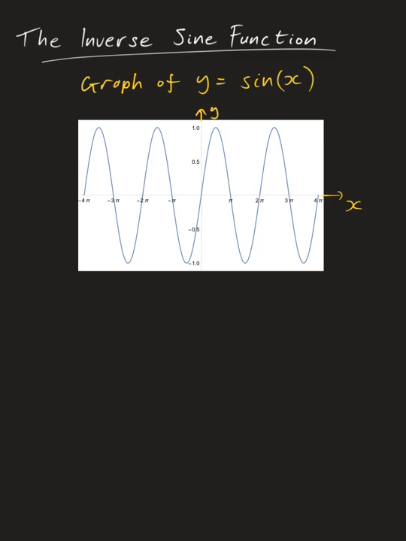Let's look at the inverse sine function. So we start here with a graph of y is equal to sine of x. The domain of this function is the entire number line. The range, we can see on the graph, is between -1 and 1. So y only ever takes values between -1 and 1.